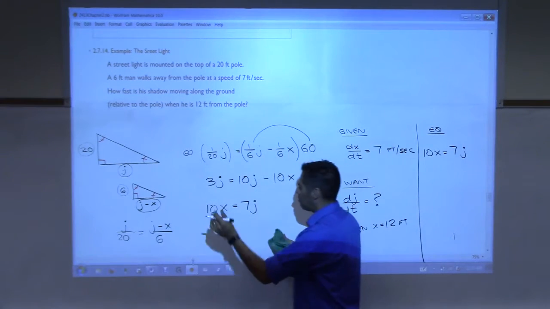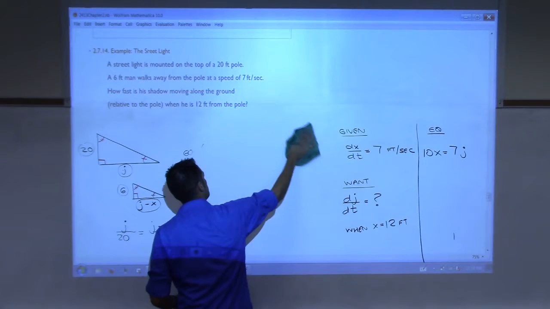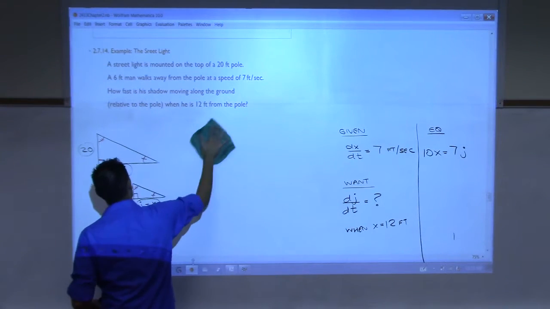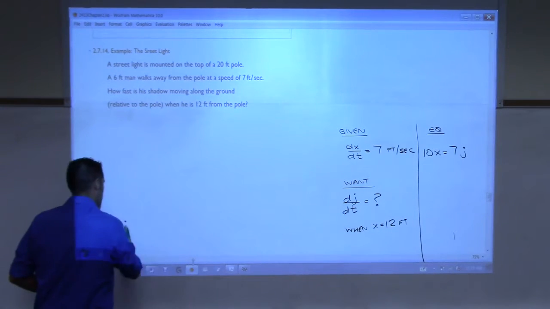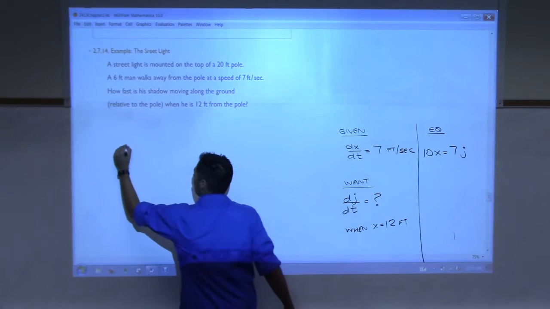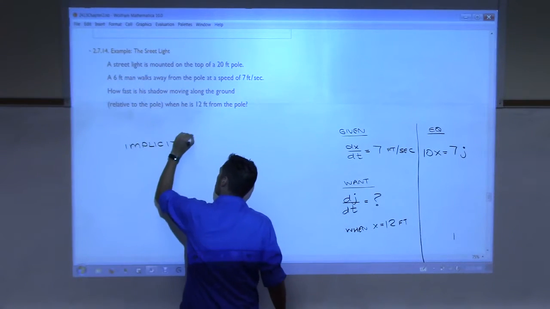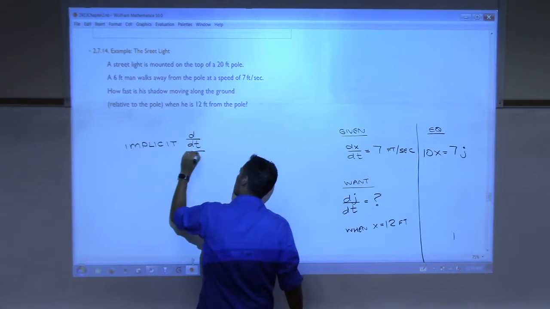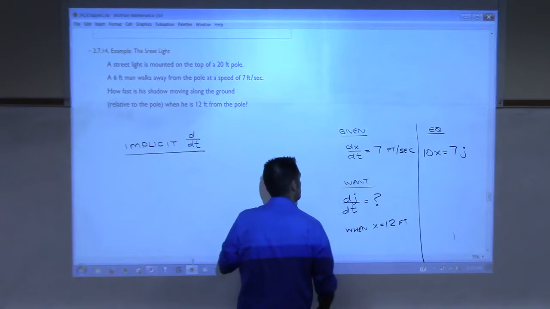So this was all scratch work. What do you do at this point? Differentiate with respect to time, right? So it's time for implicit differentiation. I'm going to do implicit. That means I'm taking the derivative with respect to time of this thing. So what is the derivative of the left side with respect to time?